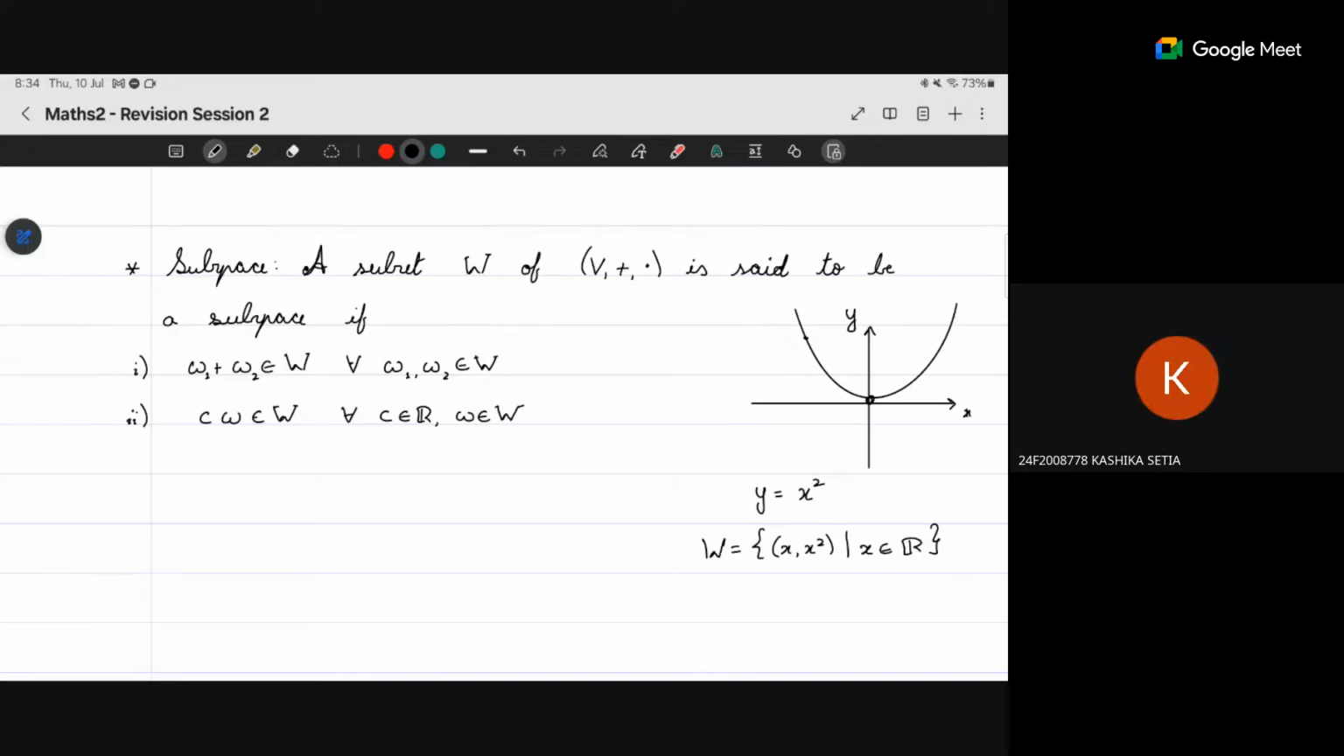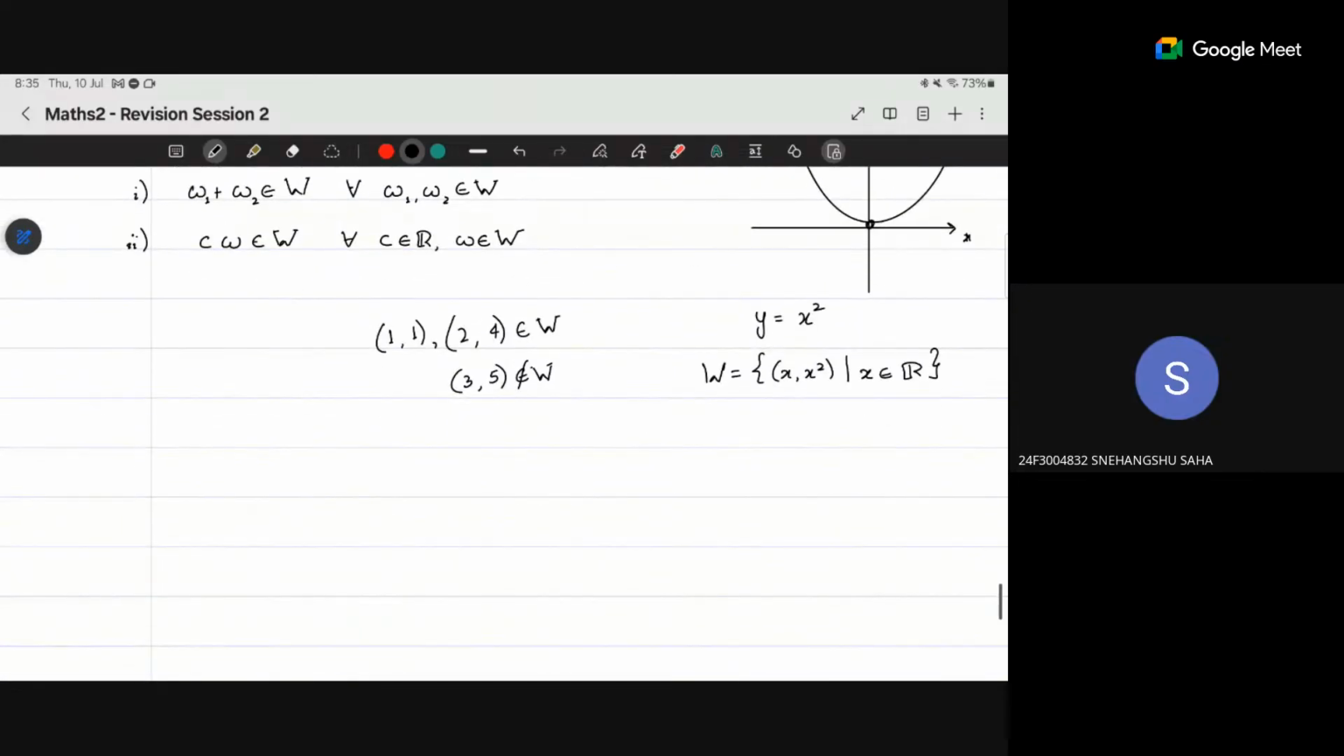No, sir. Why is that? Because 1 comma 1 is there, 2 comma 4 is there, but 1 plus 2 is 3, and 3 comma 5 is not there. Therefore, W is not a subspace. Addition of vectors should keep you within the set, and that is not happening. Or you could just say 1 comma 1 is there, 2 comma 2 is not there, because you also need scales of it to be there.